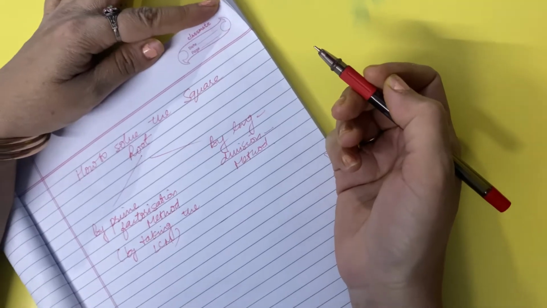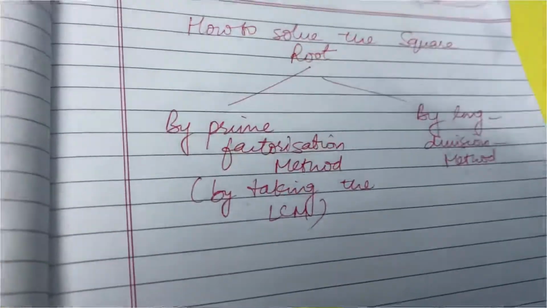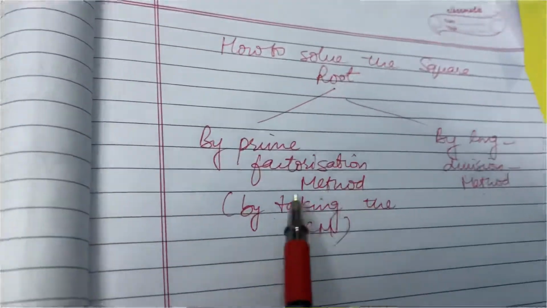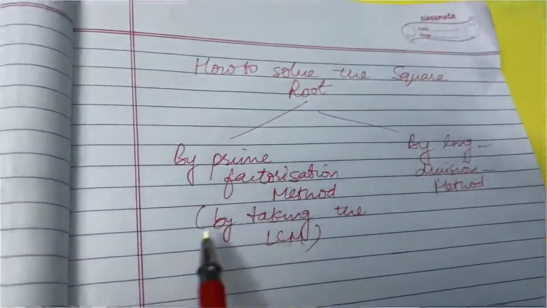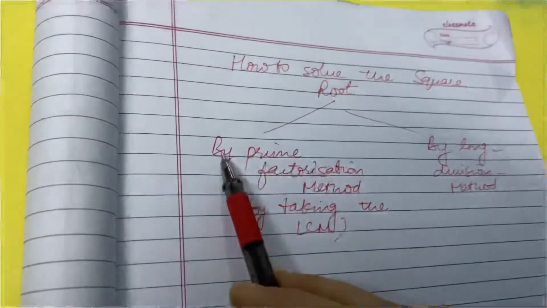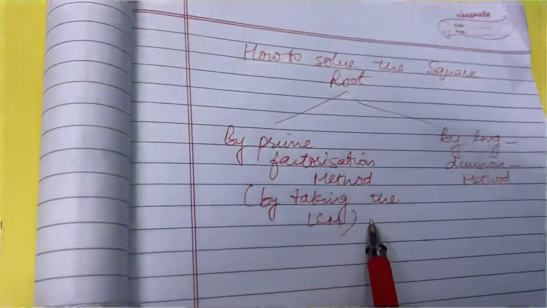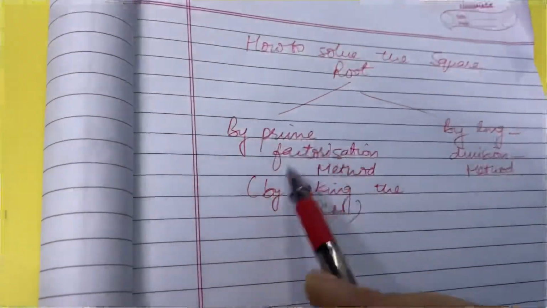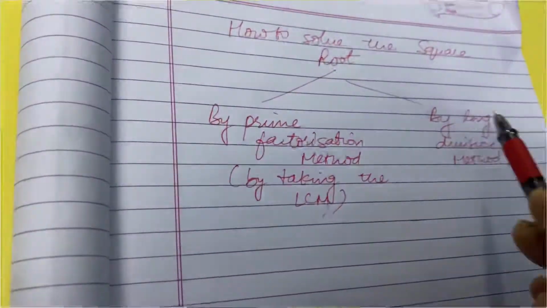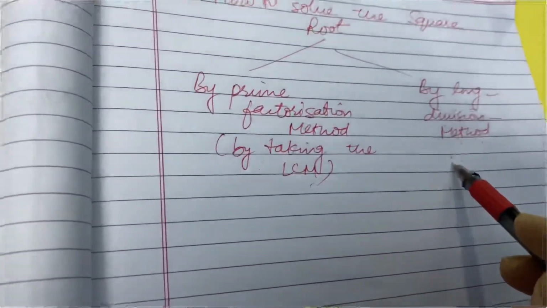Today guys, we will learn how to find the square root. So basically there are two methods of finding the square root: by prime factorization method, or it is also called by taking the LCM, and second is by long division method. In the prime factorization method, the students of lower classes find it easy to find the square root, whereas the long division method is a little bit complex, which I will show you also.